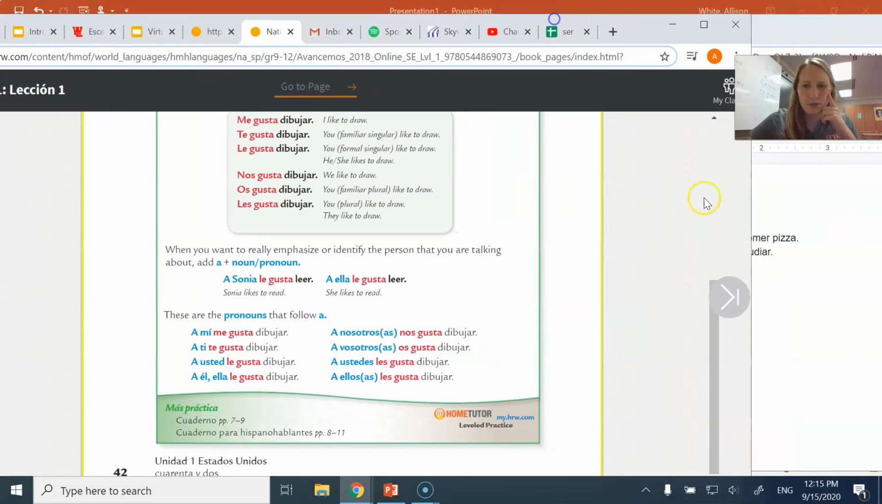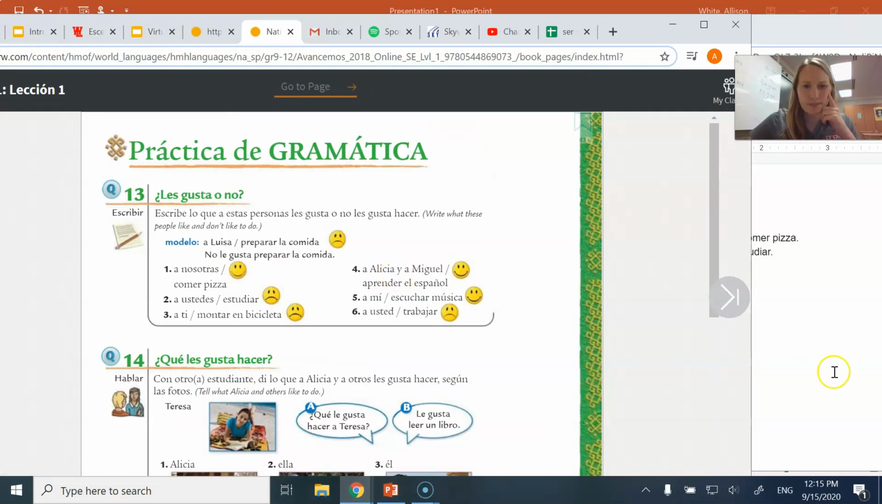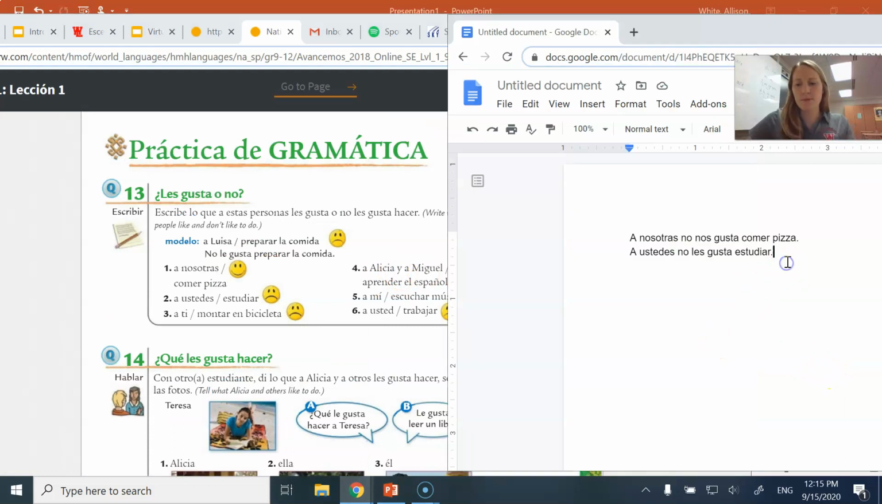Going back to the questions. A ti something montar en bicicleta. I'll say a ti, I say you probably like to ride your bike. Te gusta montar en bicicleta. Montar en bicicleta. You like to ride the bike.